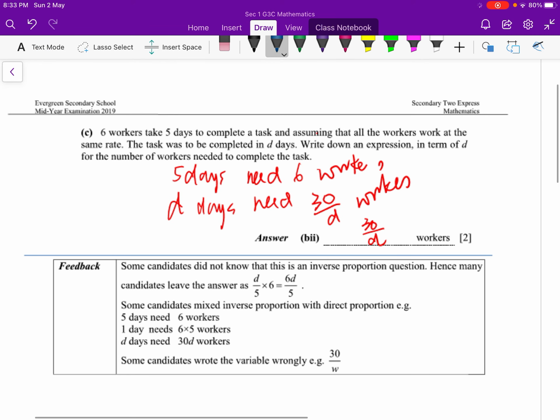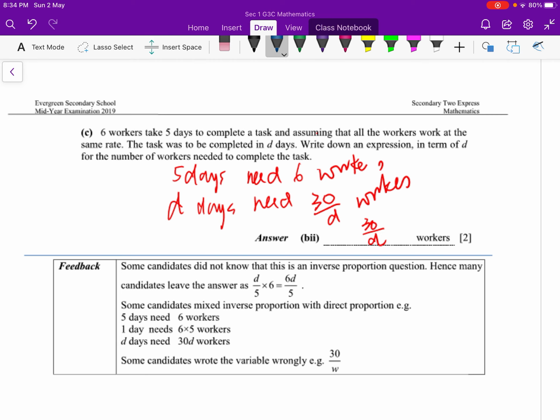Okay, next one, final question. 6 workers take 5 days to complete a task. Then the task is to be completed in D days. Write, in terms of D, the number of workers required to complete the task. So instead of direct proportion, we have indirect proportion, where the more workers you have, the shorter the time, the fewer the days required. The other way around, the more days required, it implies that you have fewer workers.